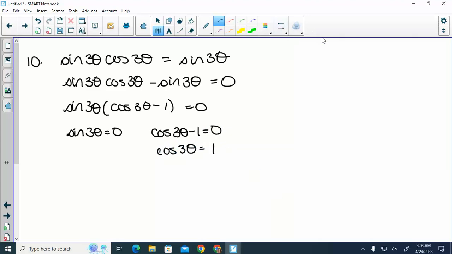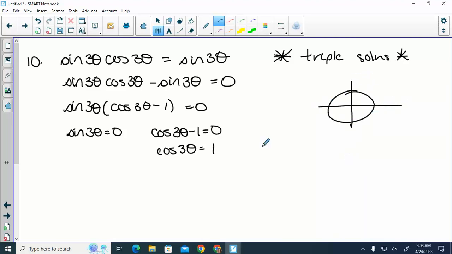Because it's a 3 theta, what do we know? Triple solutions. Think about your unit circle for a second. Sine is y. When is y equal to 0? When cosine is 1 or -1. So this is at 0 degrees and 180 degrees.